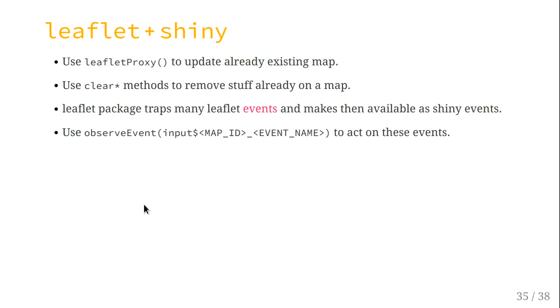And then the leaflet package traps many leaflet JavaScript events and makes them available as Shiny events that you can listen to. So essentially, if you have points and you want to click on a point and execute corresponding Shiny code, the leaflet package is going to emit an event and you trap that event by calling observeEvent, giving the map ID and the event name, and then you can work on that event. So it's a bidirectional communication of interactivity and Shiny, and it's fairly easy to work with. You just need to know what event you need to trap and then do whatever you need to do on that event.